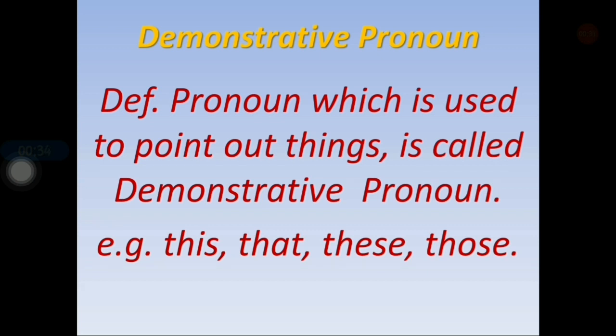This shows the thing nearby when singular. That shows the thing when it is far away, singular. In the same way, these is the plural form of this, and that. So many things that are far away are called those. All these pronouns are called demonstrative pronouns because they point out things.